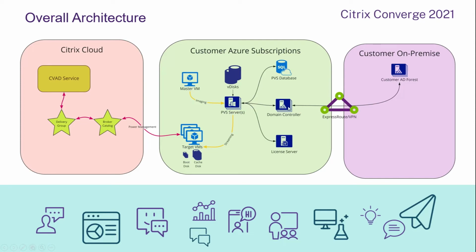You would have a domain controller, so PVS in Azure supports classic AD only at this point in time. So typically you'd want to have a domain controller in your subscription that is connected to your on-premise forest through the express route.